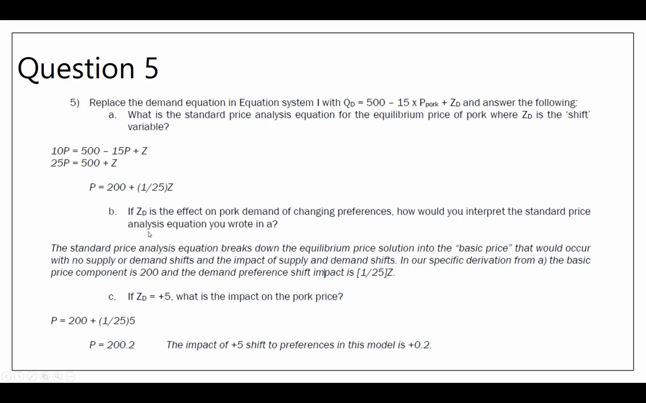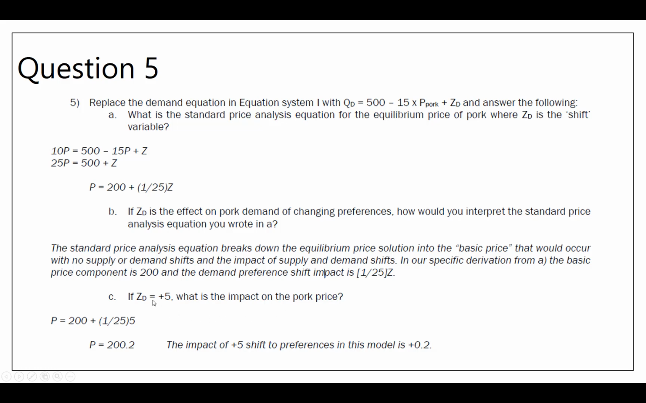Well, we've done this several times. I've written this on the board. The new price, or the price after a shift, is always going to be some combination of the basic price plus whatever the demand shift effect is, and if there had been a supply shift, there would be also that effect. And you can separate those, and that's what's important. So 200 remains sort of the basic price, the price that happens if there's no shift to demand. This is every time Z changes by 1, we get 1/25th of an effect on price. So the standard price analysis always breaks down that way.